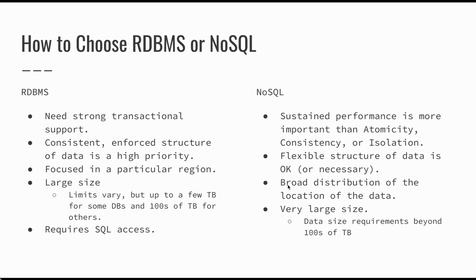So you need a relational database if you need strong transactional support, or if you need an enforced structure of your data. One of the nice things about relational database management systems is that they allow you to set very specific guidelines on the types of data. Relational database management systems work really well when they're focused in a particular region, or you have very fast access to the data from whatever you're accessing it from. Large size is probably pretty important. You can go up to a few terabytes, or hundreds of terabytes sometimes.